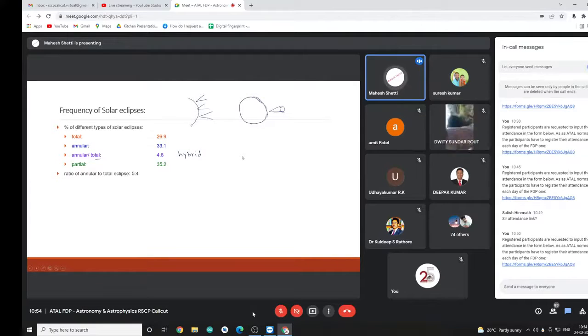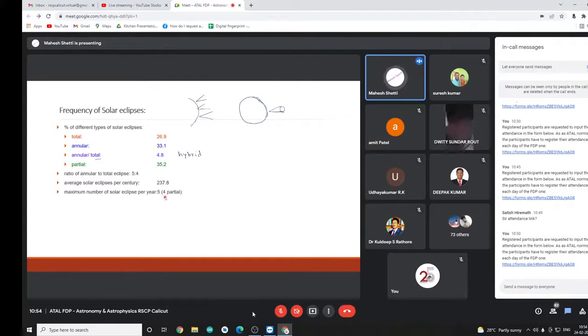The ratio of annular to total eclipse is 5:4, and that is also the ratio of the average size of the sun to the average size of the moon. The average number of solar eclipses per century is 237.8. Why this fraction? Because over multiple centuries you may get 237 or 238 eclipses, and there's more probability of 238 eclipses. Some centuries you may have 237 eclipses, so the average becomes this.